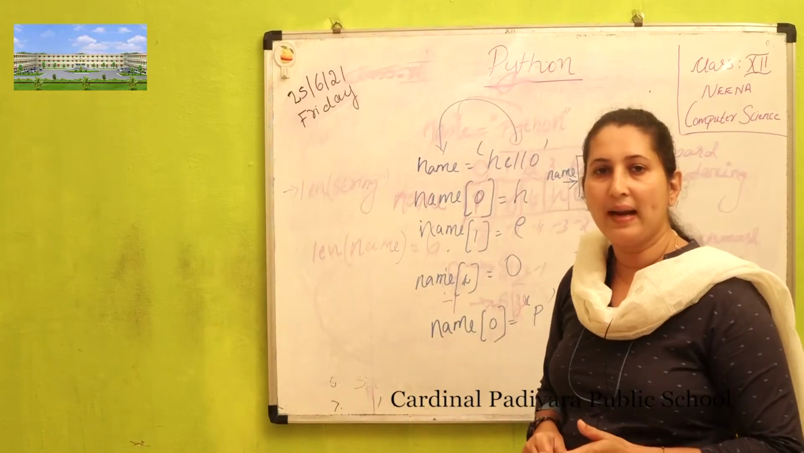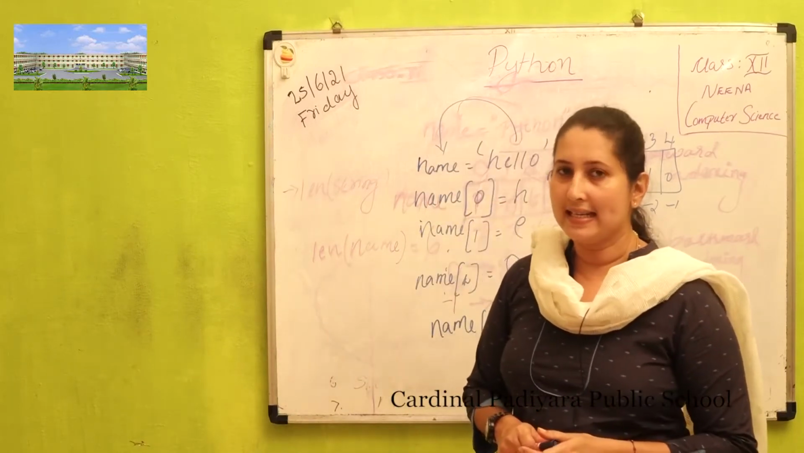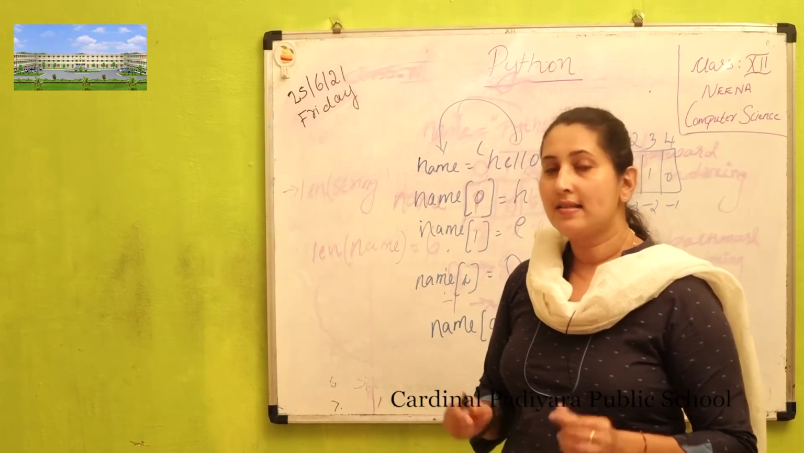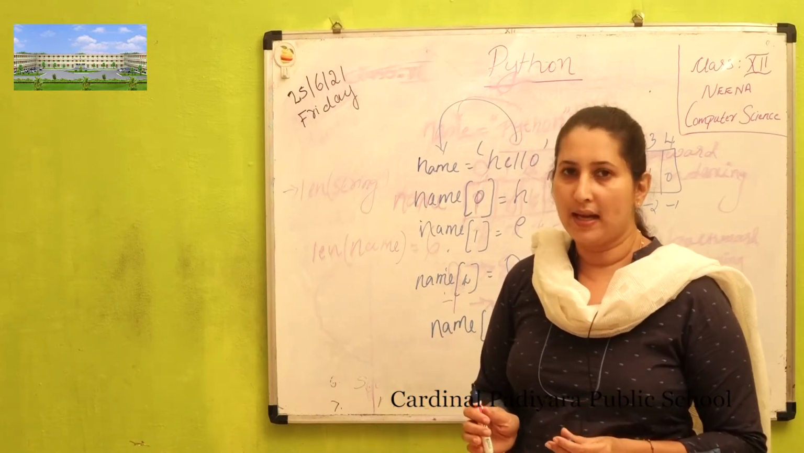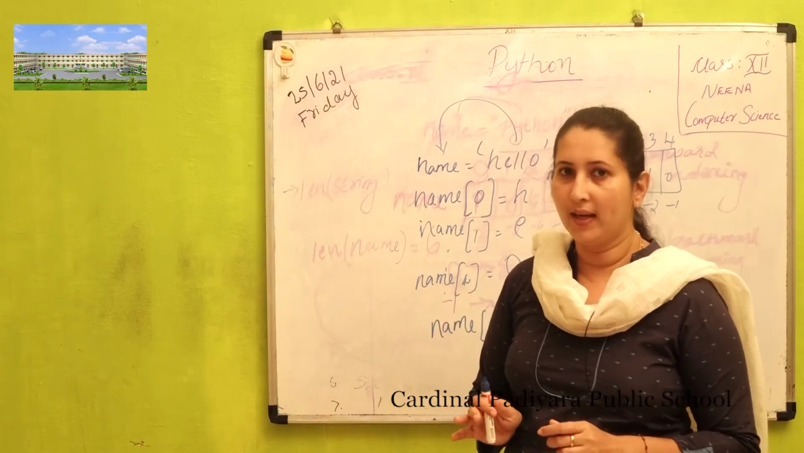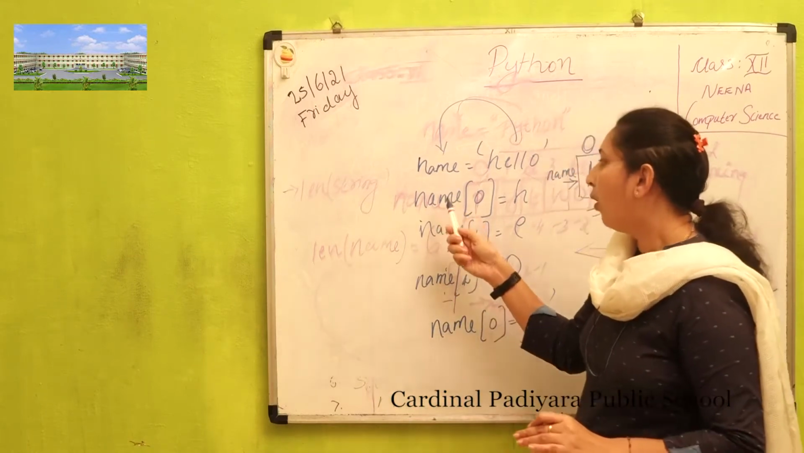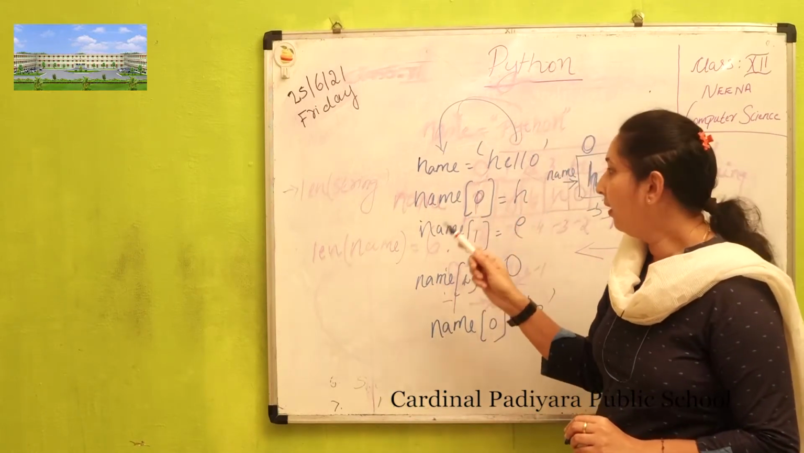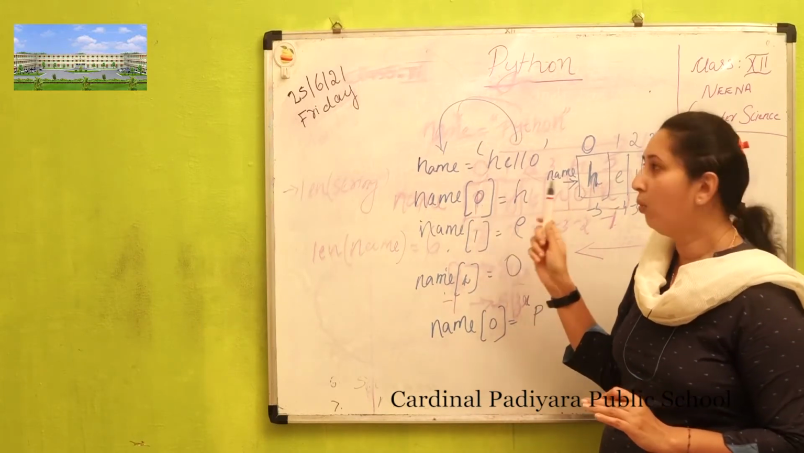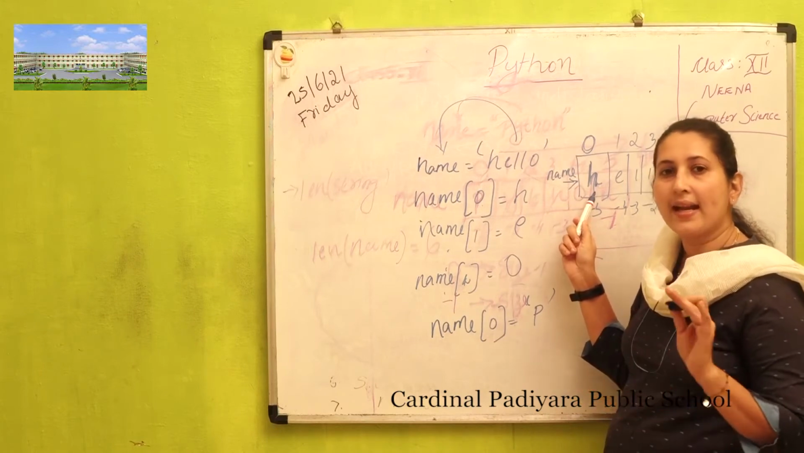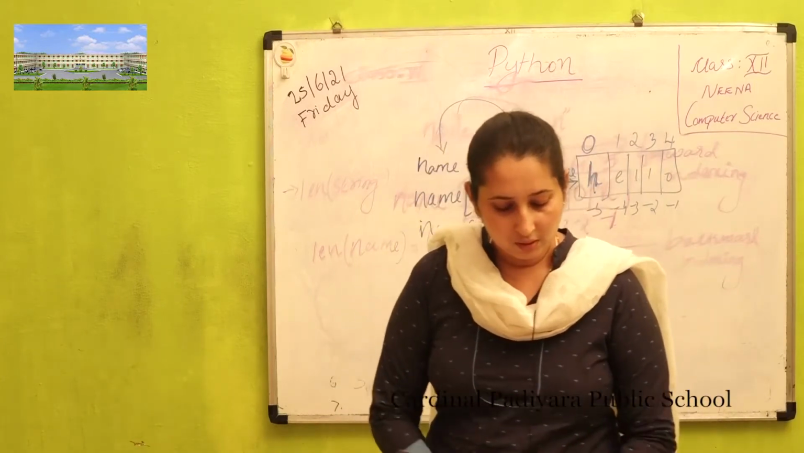We already studied mutable and immutable data types. Mutable means modifiable or changeable data. Here a string is immutable. We cannot modify its value. Once it is stored in a variable, we cannot change its elements. Name of 0 means the 0th location has the value h. If we assign another value, it is not possible in the case of a string. So do you understand this?